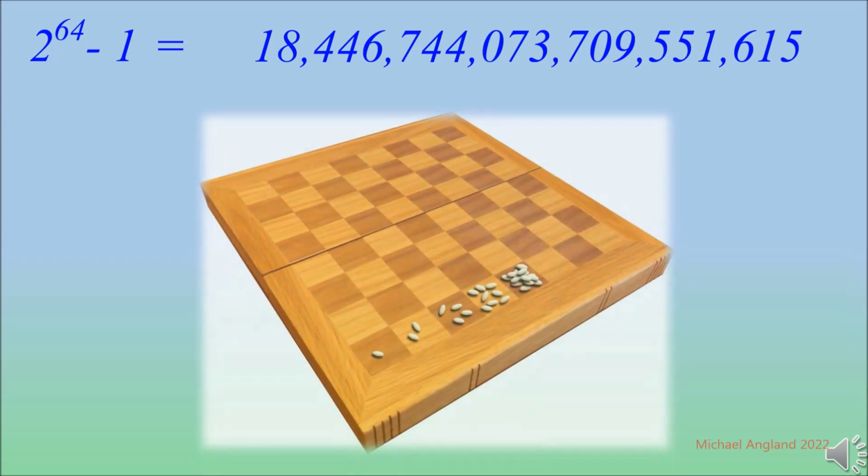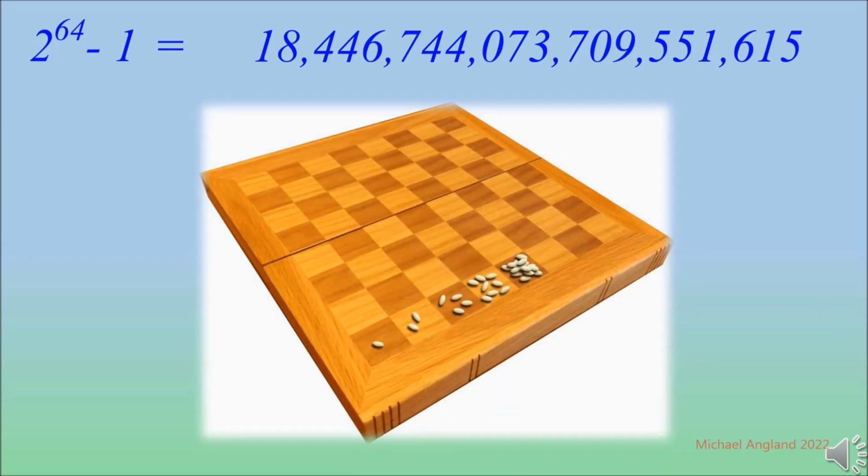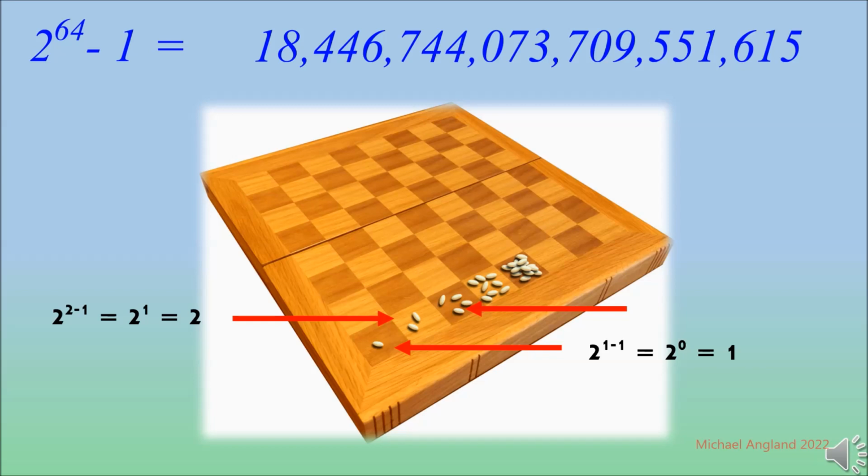Consider how many squares there are on a chessboard. 8 by 8, 64. If we put 1 grain of rice on the first square, and then we successively double the number of grains of rice on each successive square, how many will we have? Well, on the first square, we've got 1, which is 2 to the power of 1 minus 1, which is 2 to the 0, which is 1. The second square, we have 2, which is 2 to the power of 2 minus 1, or 2 to the power of 1, 2. On the third square, we have 4, which is 2 to the power of 3 minus 1, or 2 to the power of 2.